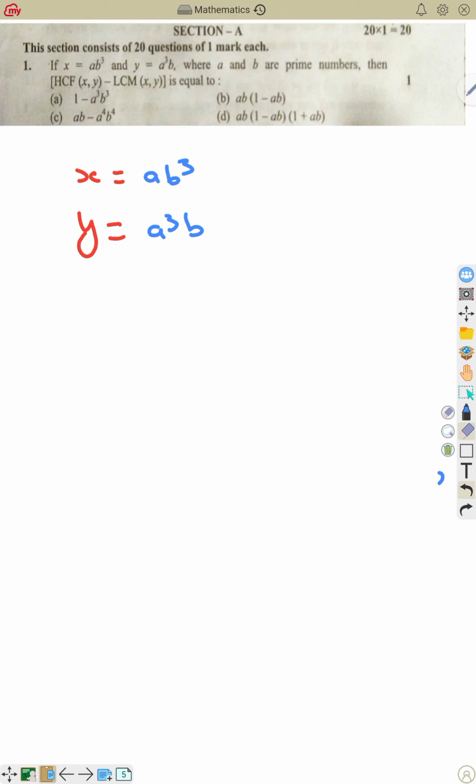It is said that x is a cube b, and y is a b cube, right? And we have to find HCF minus LCM.